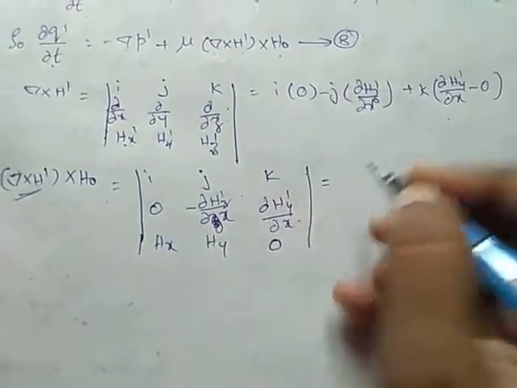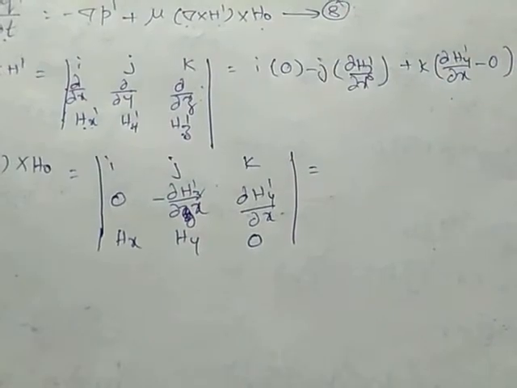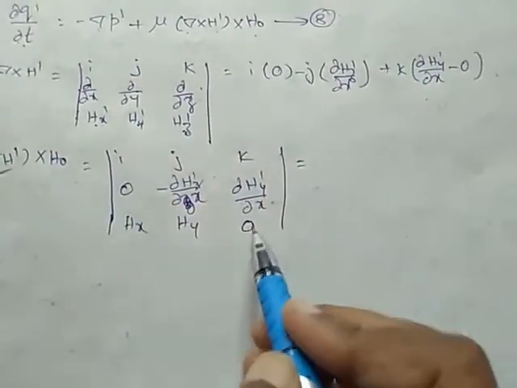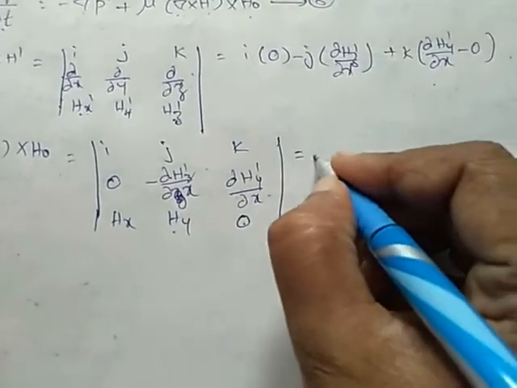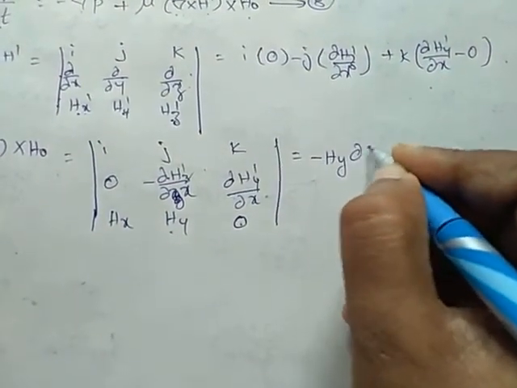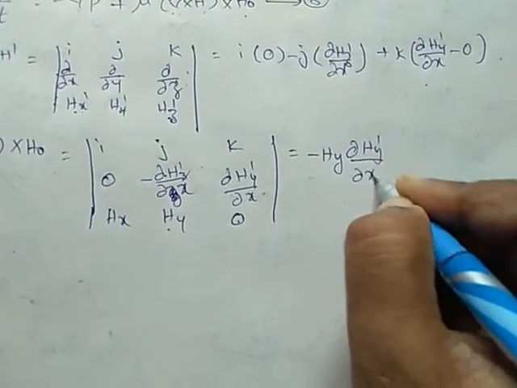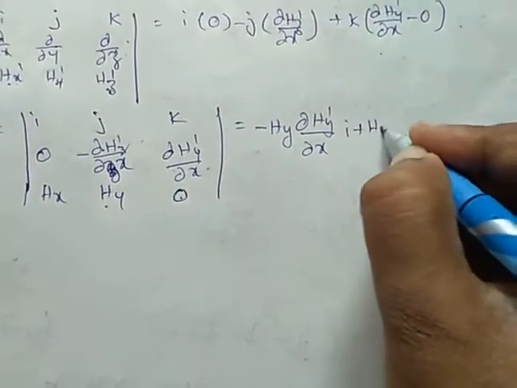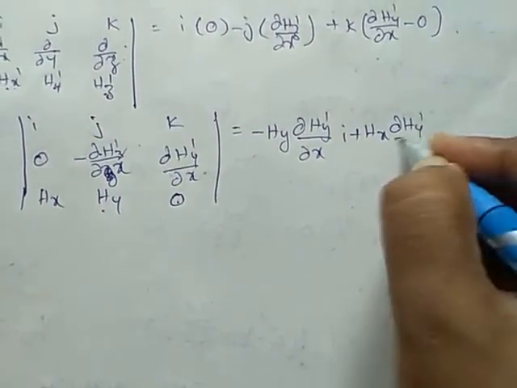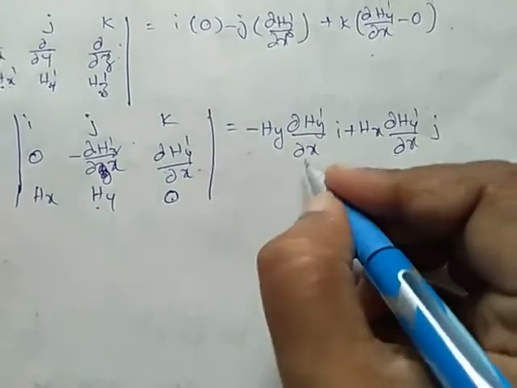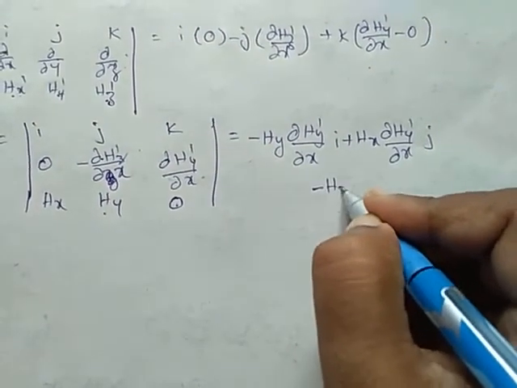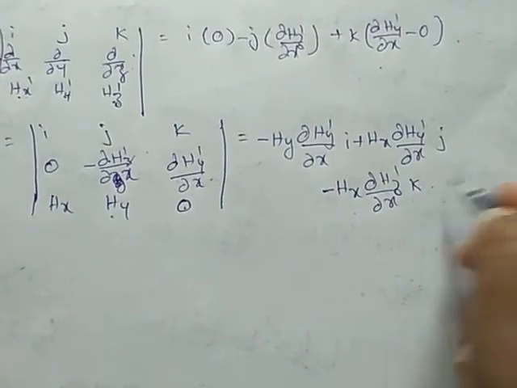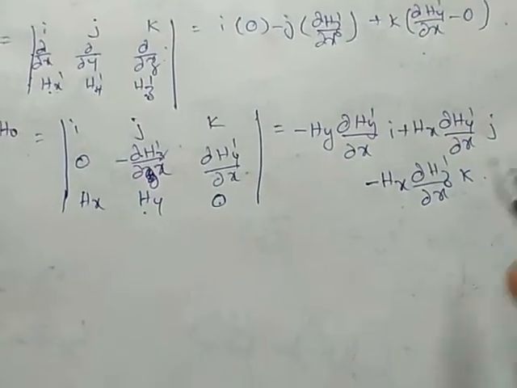So we are going to expand it. If we expand it, we will get the i term: 0 minus this, so minus hy into dou hy dash by dou x i. For the j term it is hx dou hy dash by dou x, and for the z term, the k term, hx dou hz dash by dou x k. We got this value.